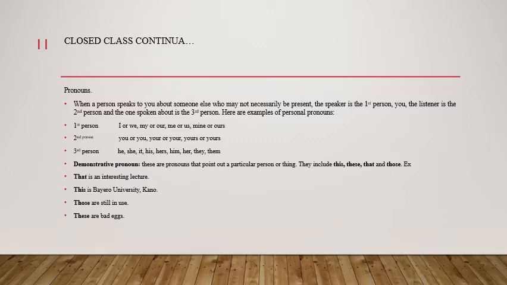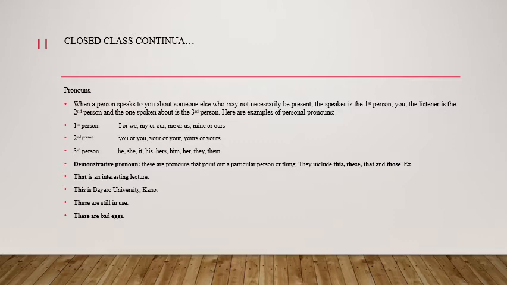Here are some examples of personal pronouns. First person: I or we, my or our, me or us, mine or ours. For second person, you have either you, your, or yours. For third person, we have pronouns like he, she, it, his, hers, him, her, they, or them.